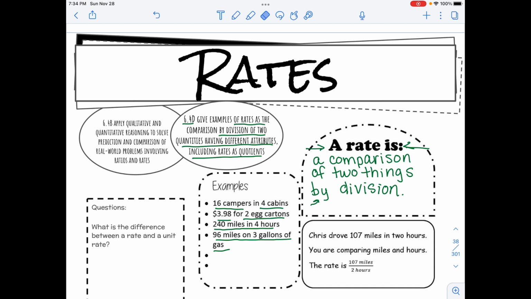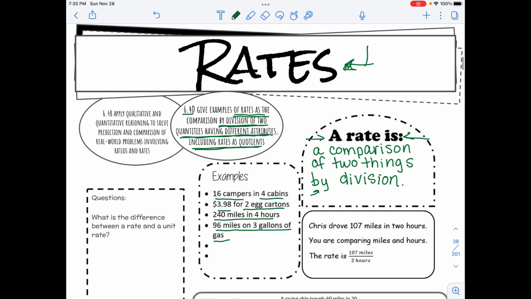All right, here we go. Your standard today is 6.4D. Give examples of rates as the comparison by division of two quantities having different attributes, including rates as quotients. So what this means is a rate is a comparison of two things by division.